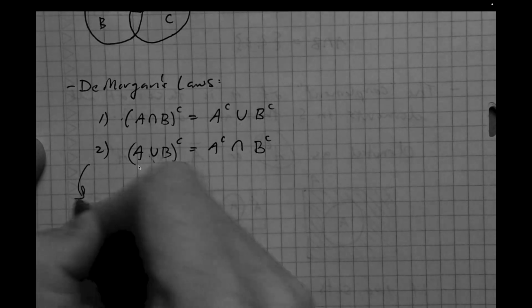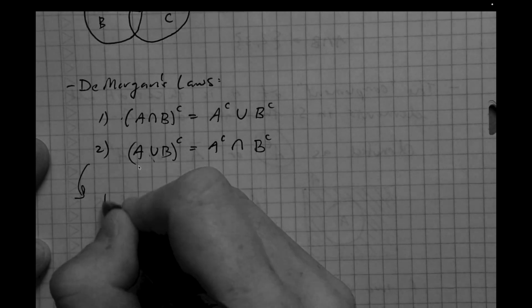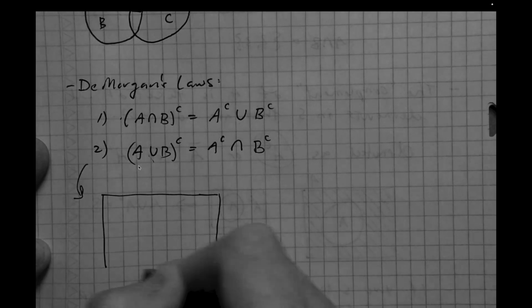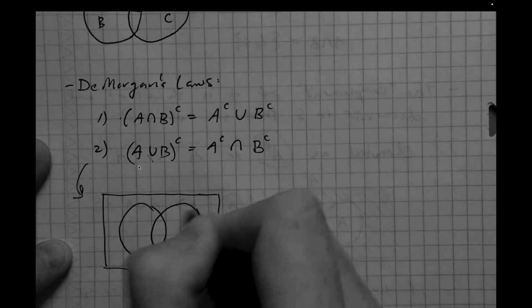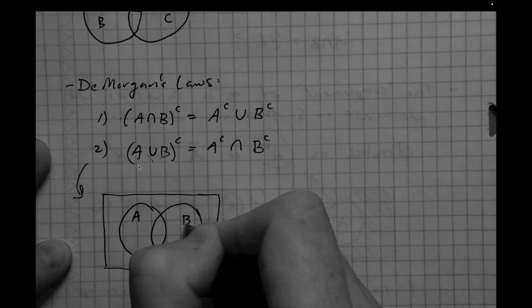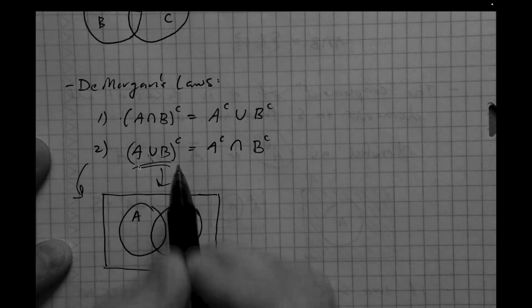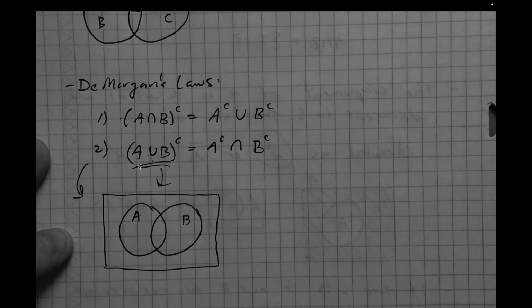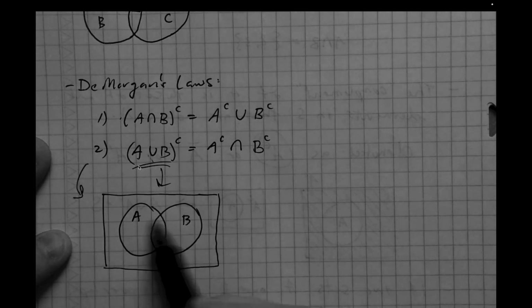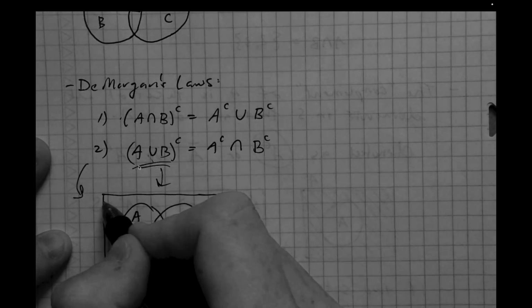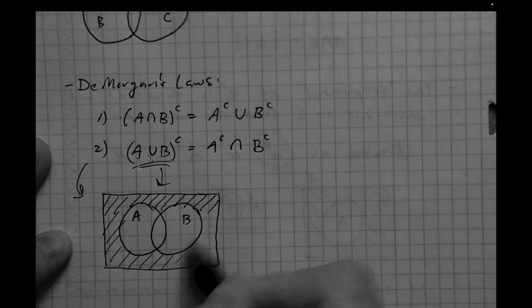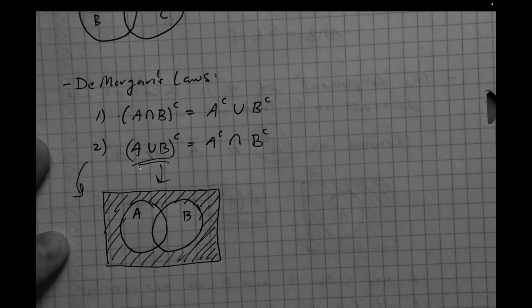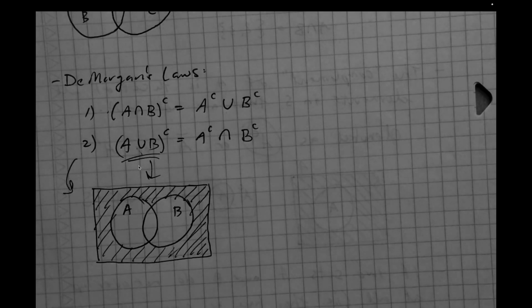In this case, let's bend this out. And so here I'm going to draw the universe in because I need the background. So say I've got A and I've got B. All right, so this first set is A or B complement. Well, I know A or B would be everything inside the circles, so the complement of that is everything outside the circles. Okay, and then De Morgan's law says that that's equal to the intersection of the complements.